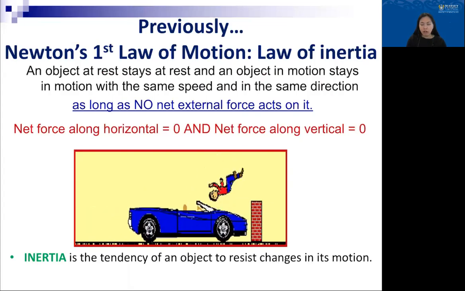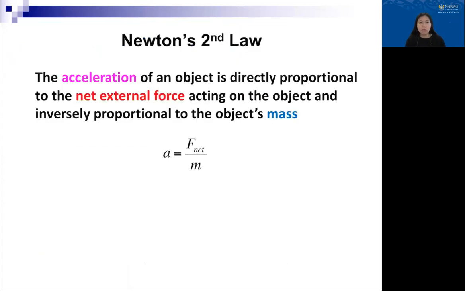Newton's second law of motion says that the acceleration of an object is directly proportional to the net force and inversely proportional to the object's mass. The second law gives us the direct relationship between the acceleration of the object and the net force that's acting. So what do we mean by directly proportional and inversely proportional?